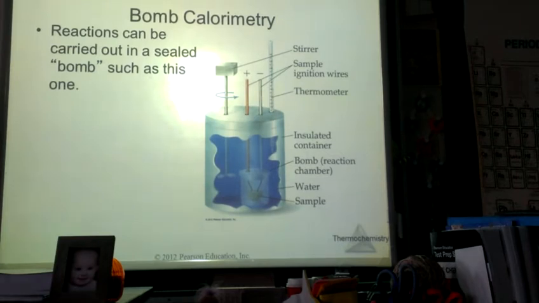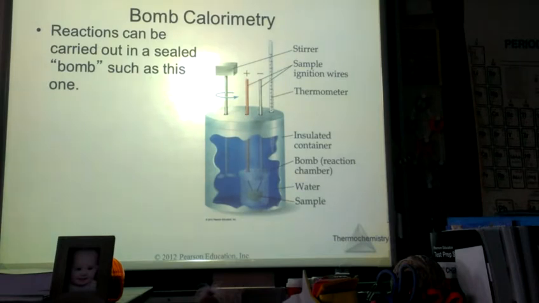So the bomb is made to withstand very high pressures, and it has an inlet valve for adding oxygen, and then we also have these electrical ignition wires that are in there as well. Okay? So after the sample has been placed in the bomb, we seal this little chamber here with pressurized oxygen. After we place that bomb and seal it up, we cover the calorimeter, and then we cover it with a very specific amount of measured water. So I'm going to have a specific amount of measured water around that bomb that's inside that insulated container.